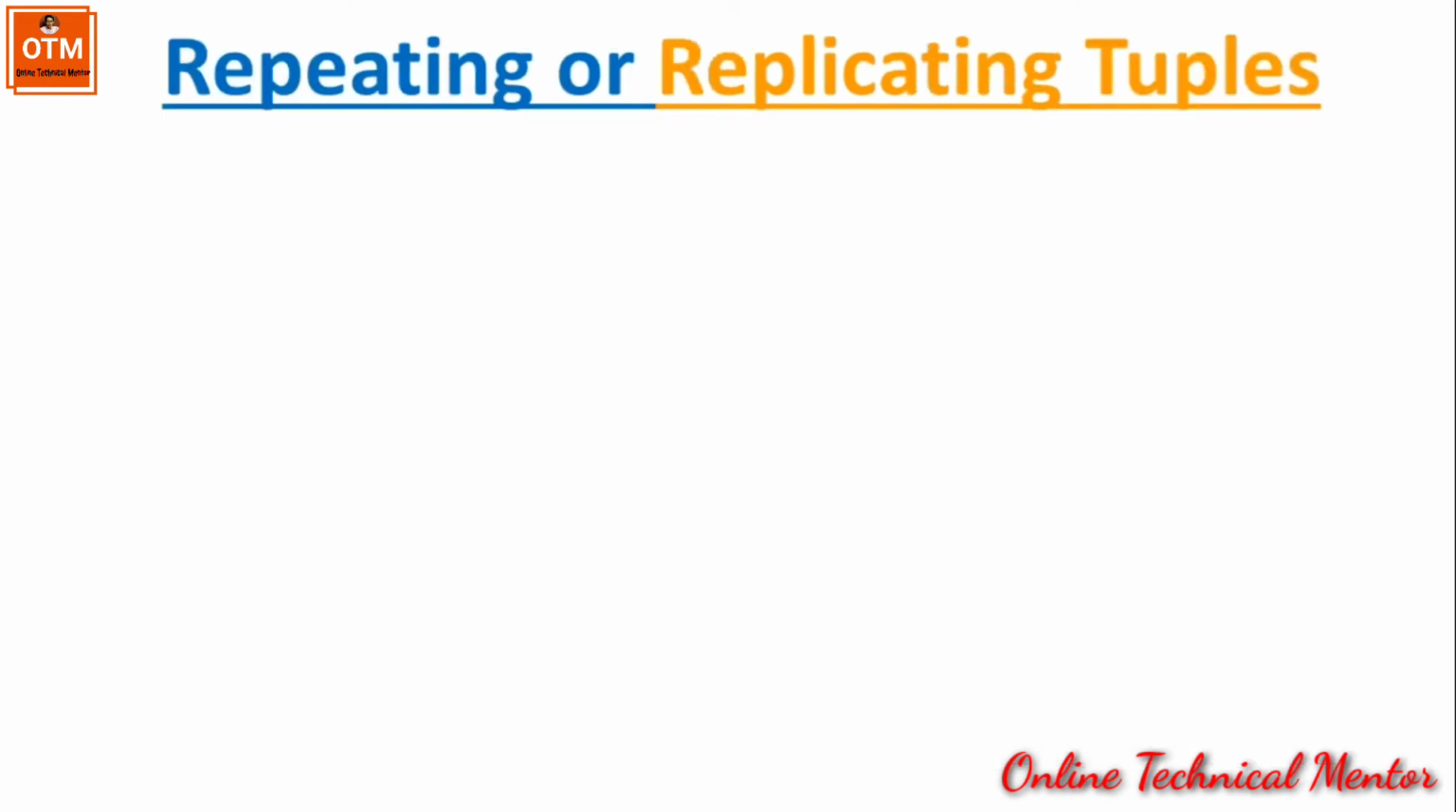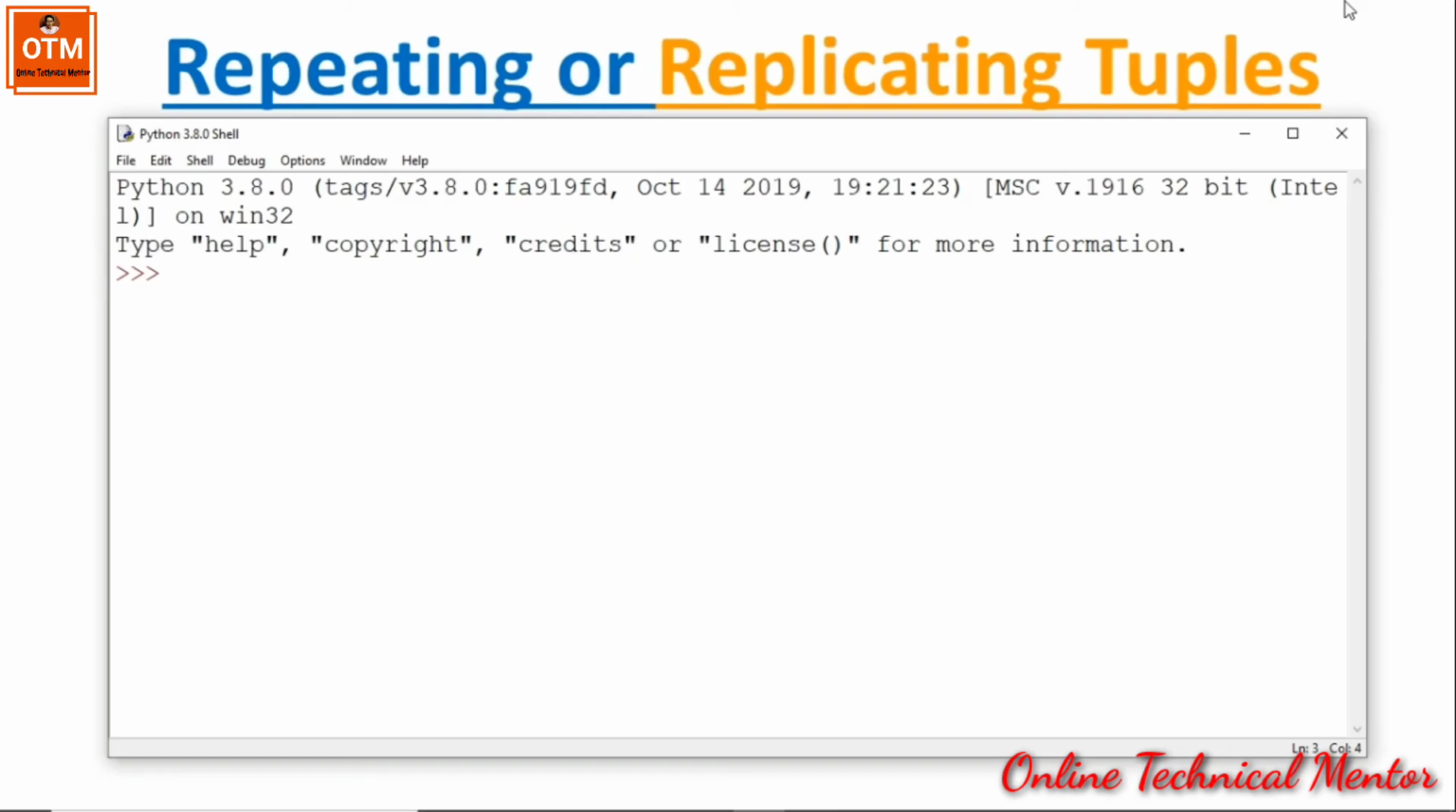Next, repeating or replicating tuples. Like string and list, you can use the multiplication operator to replicate a tuple a specified number of times. Let me show you an example. Suppose let me take t equal to 1, 2, 3. Enter. Now if I multiply t with 3, the same tuple will be repeated 3 times. Look, 1, 2, 3, 1, 2, 3, again 1, 2, 3.